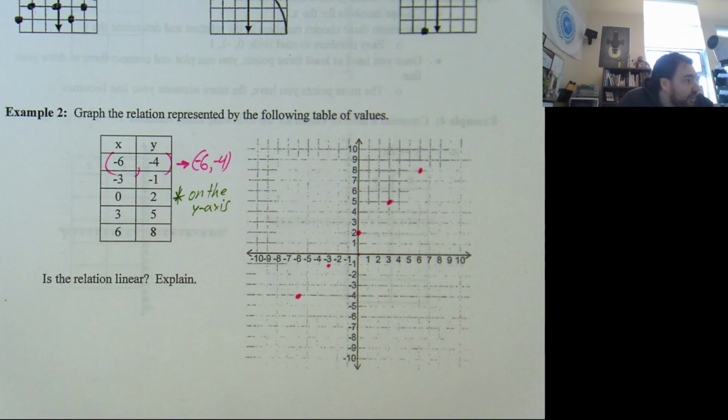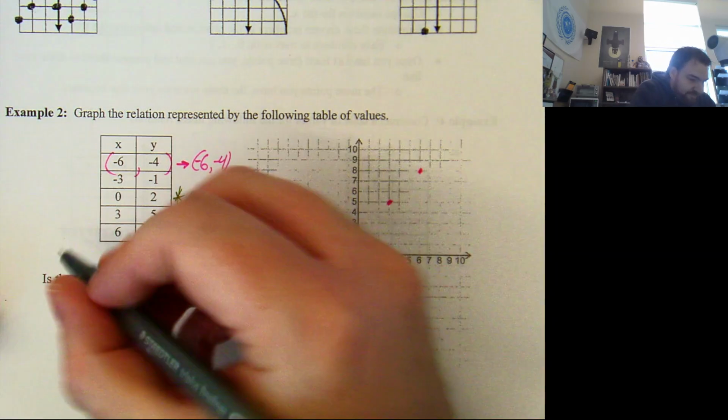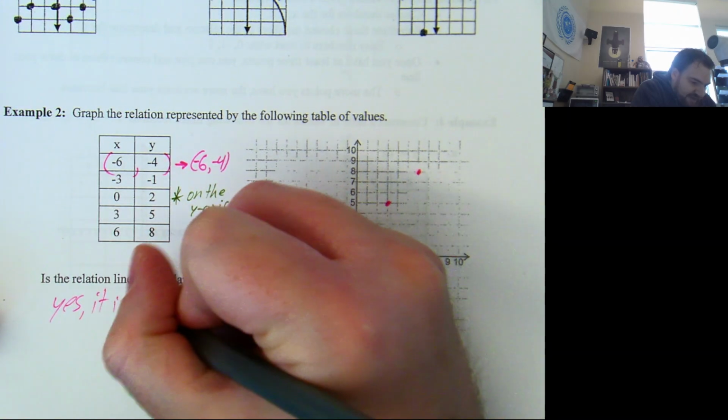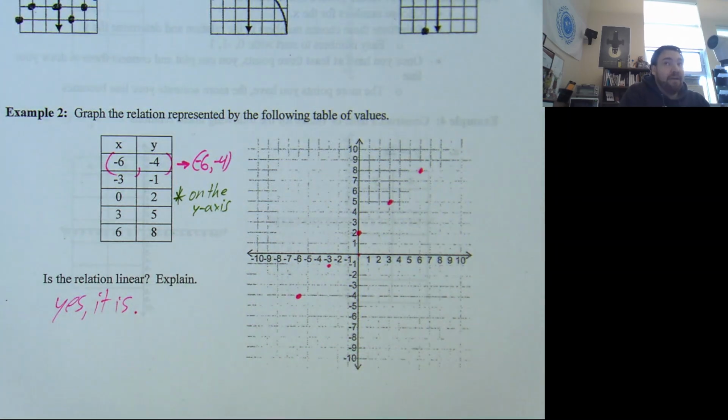Is that thing linear? Yes, it is. Why? Because we could draw a straight line through it.